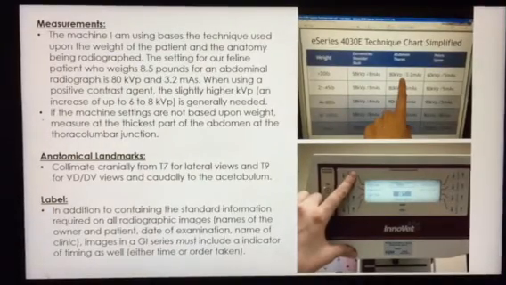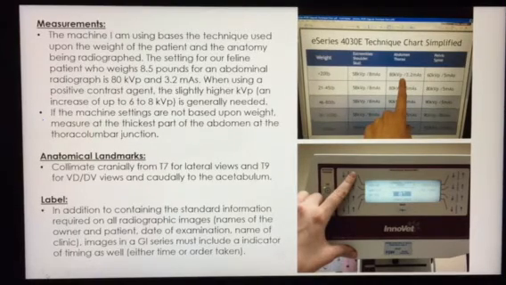Measurements. The machine I am using bases the technique used upon the weight of the patient and the anatomy being radiographed. The setting for a feline patient who weighs 8.5 pounds for an abdominal radiograph is 80 kVp and 3.2 MAS. When using a positive contrast agent, a slightly higher kVp, an increase of up to 6 to 8 kVp, is generally needed. If the machine settings are not based upon weight, measure at the thickest part of the abdomen at the thoracolumbar junction.